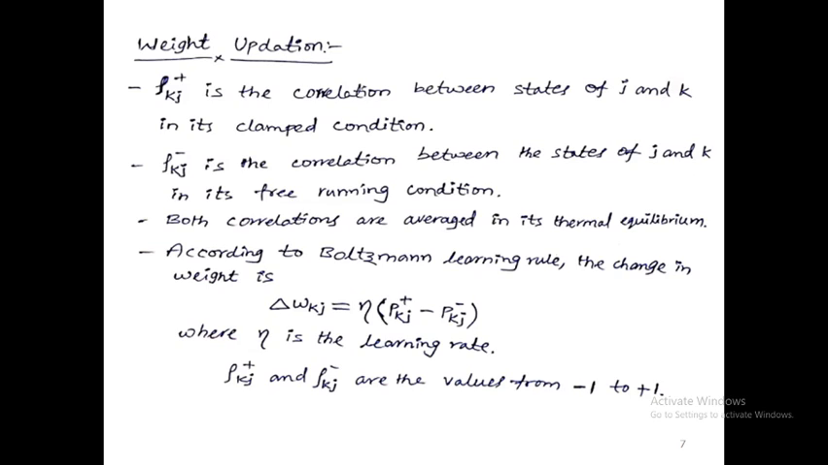Instead of w, here I have considered rho kj plus and rho kj minus. Plus denotes clamped condition, minus denotes free running condition, but the connection link is the same. For example, k equal to 1, j equal to 2 means rho 1 2, which is the connection link from the second input neuron to the first output neuron, 2 to 1, which in clamped condition is denoted with plus. Rho 1 2 minus means again from the second neuron to the first neuron, the connection link weight in free running condition. Both correlations are averaged in thermal equilibrium.